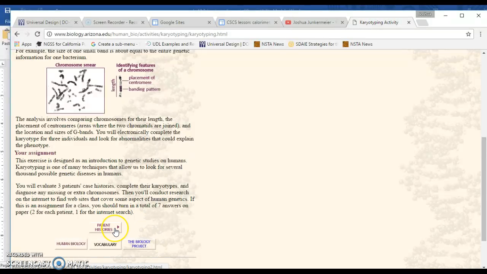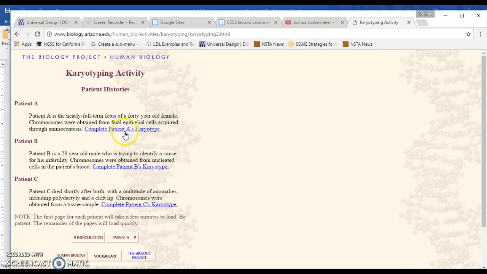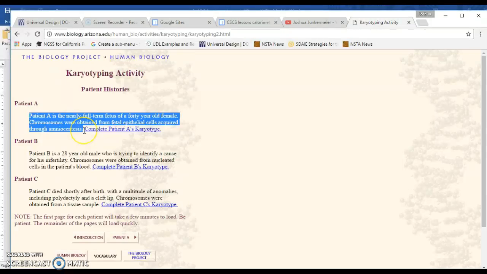You get patient history by clicking the patient history button, of course. And right here, it says patient A. This is their history. So what you're going to do is read this statement about their patient history. It says patient A is the nearly full-term fetus of a 40-year-old female. So patient A really is a baby that hasn't been born yet. It's inside a 40-year-old woman, and it'll be born soon. It says chromosomes were obtained from the baby from fetal epithelial cells acquired through amniocentesis.